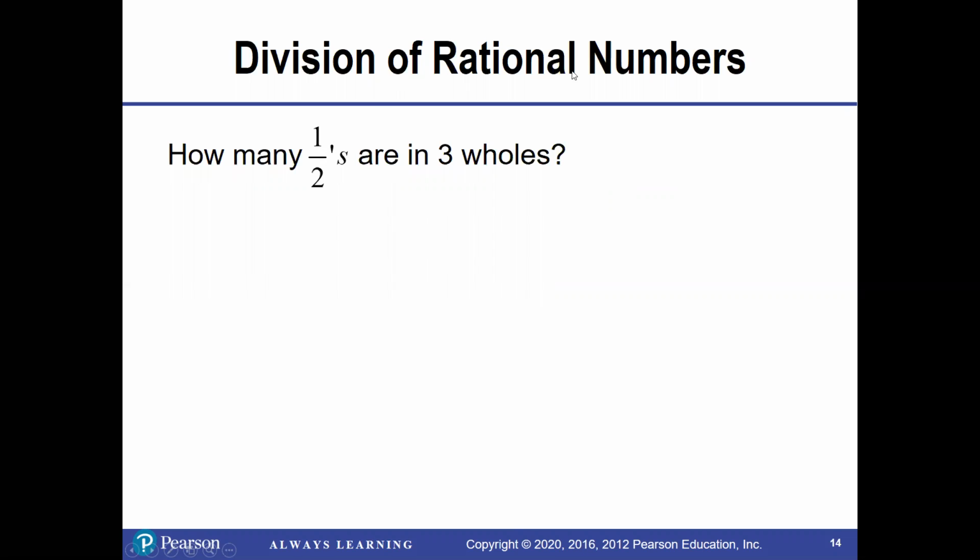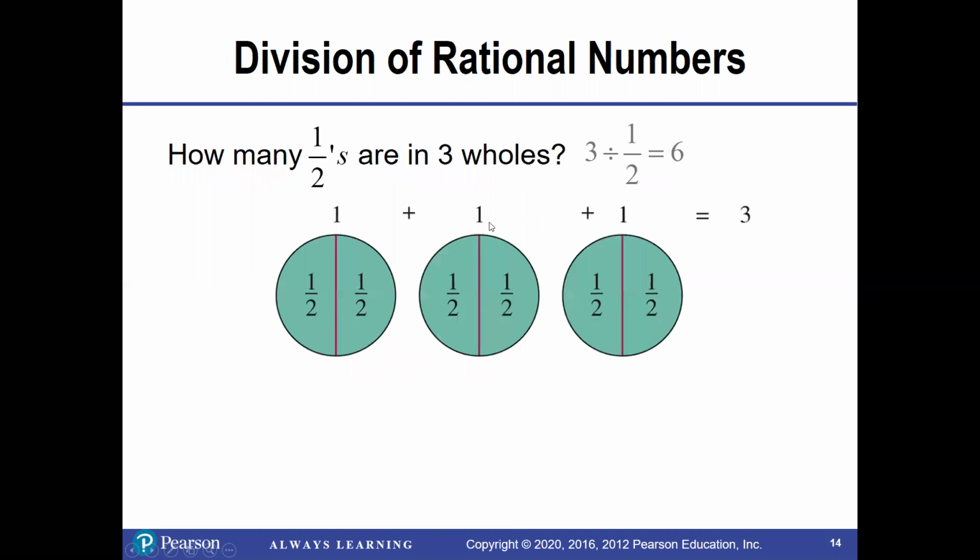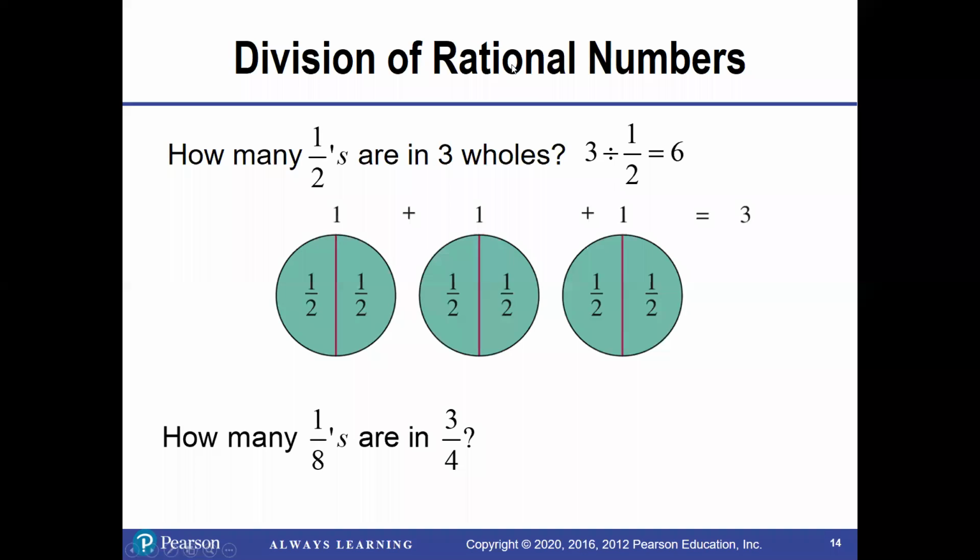So, division of rational numbers. How many halves are there in 3 wholes? So if I have 3 wholes, well, how many halves of these? Well, there's 3 wholes right here. How many halves is that? Well, 6. One of the biggest confusing things, and we'll get to this in a second.